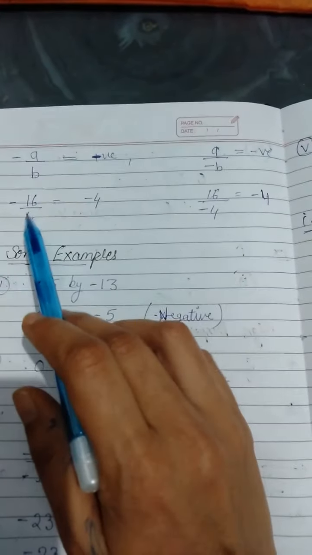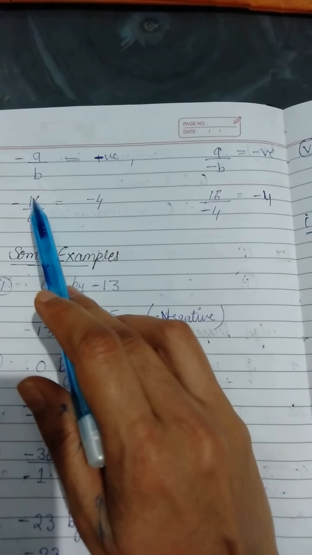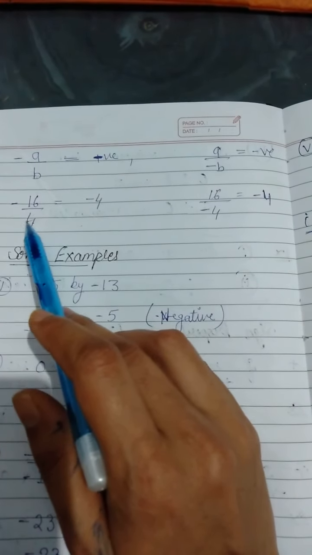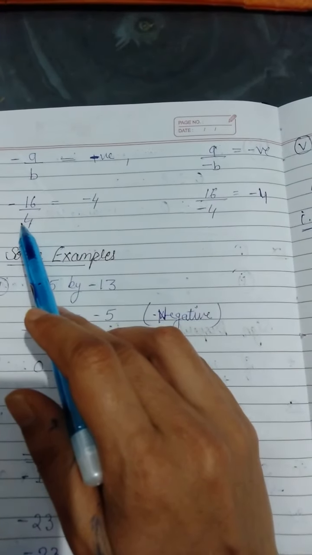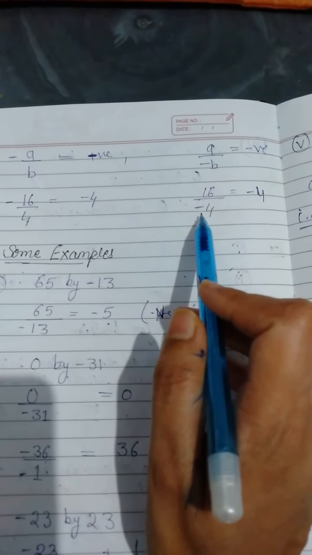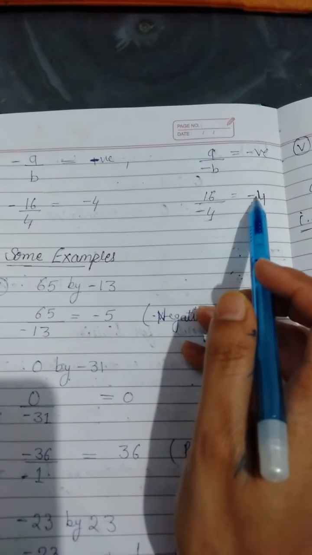Next, for example, minus 16 divided by 4. Minus 16 is negative, so the result will be negative because one is negative. 16 divided by 4 is 4, and the result is negative. Again here I have taken the denominator negative, so the answer is minus 4.